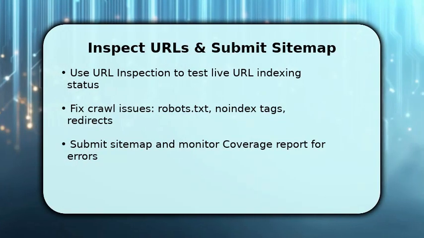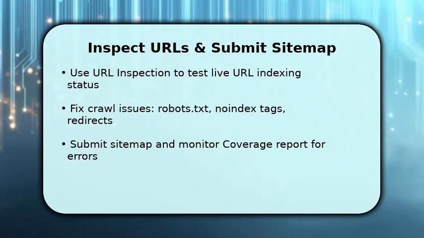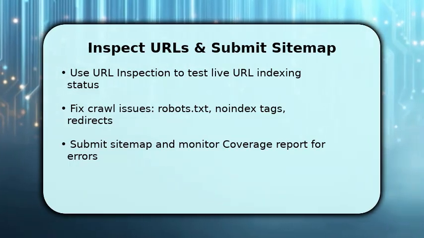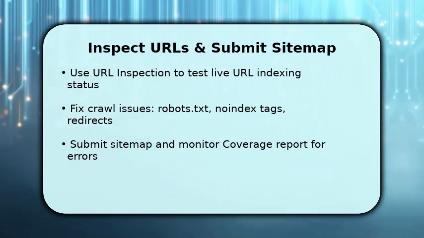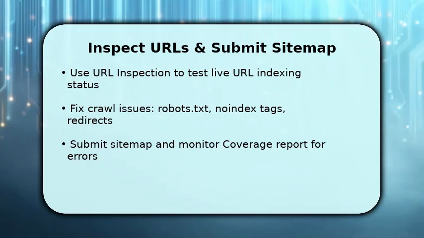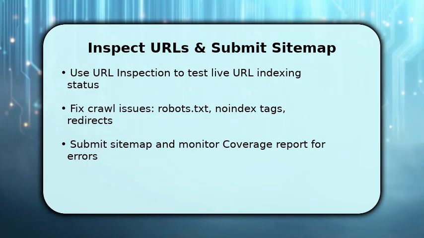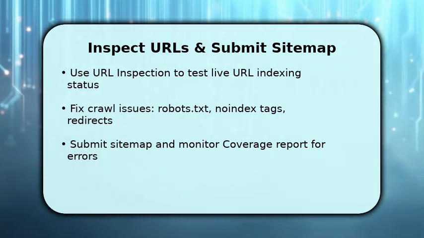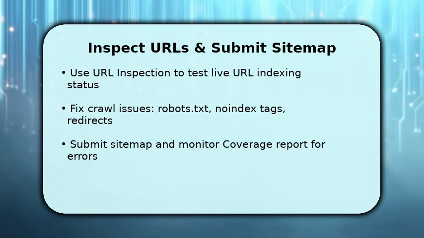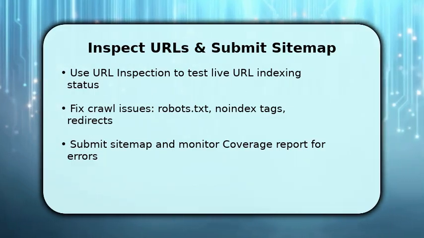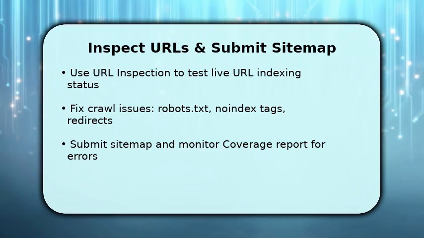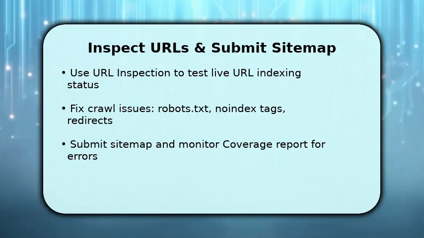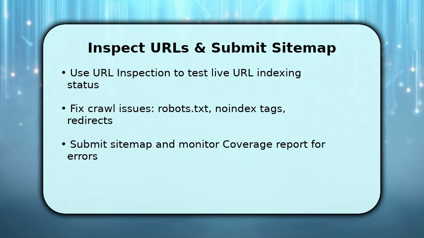Next, inspect representative pages with the URL inspection tool to see if Google can fetch and render them. If a page isn't indexed, check robots.TXT, noindex tags, canonical links, and redirect chains, these are common blockers. After fixing issues, request indexing for individual URLs. Meanwhile, submit your sitemap in the Sitemaps section and watch the coverage report for crawling and indexing errors. Make sure to resubmit after major site changes so Google reprocesses new content.